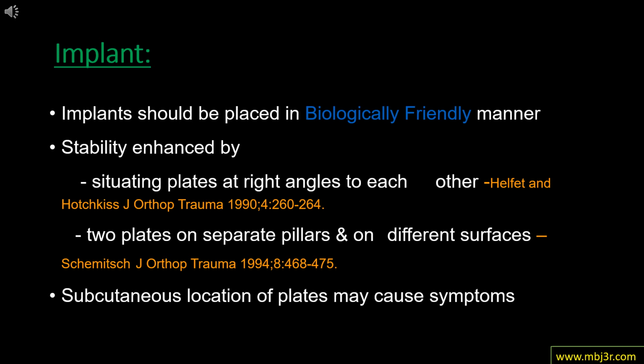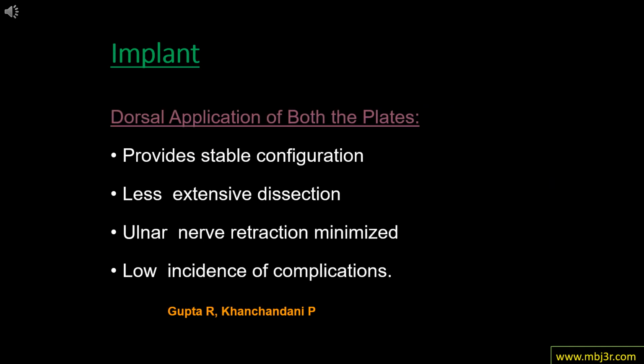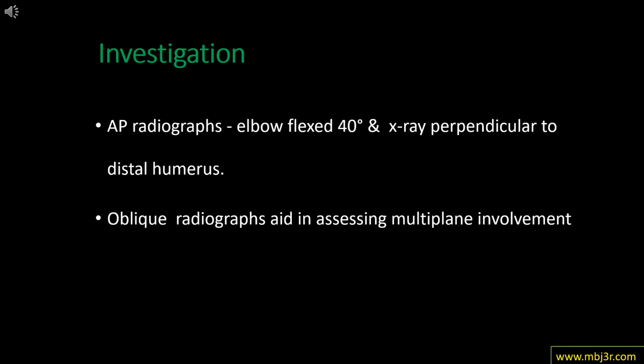There is still a lot of controversy whether to put one plate parallel and one perpendicular on the posterior surface, or on the lateral and medial surfaces. But in my opinion, these things make little difference; you have to reduce it anatomically and fix it with a proper plate, and it should be stable fixation. Dorsal application of both plates provides a stable configuration, less extensive dissection, minimized ulnar nerve retraction, and a low incidence of complications. Coming to the investigations, in my opinion, X-ray is enough.